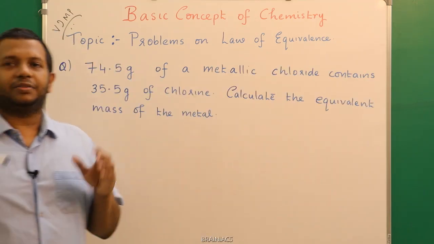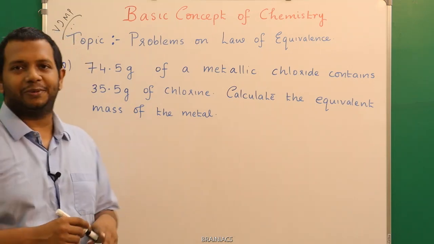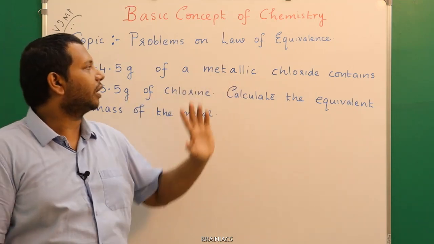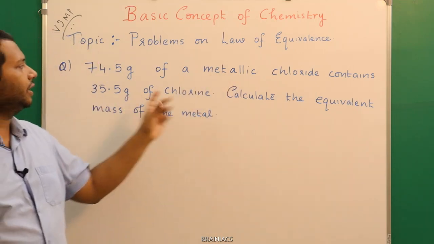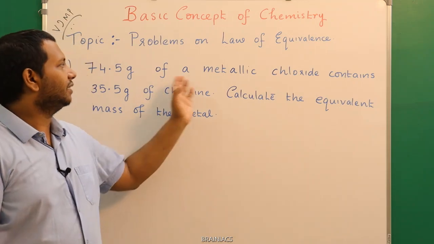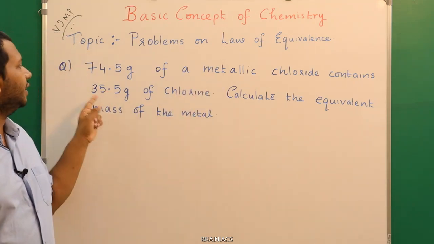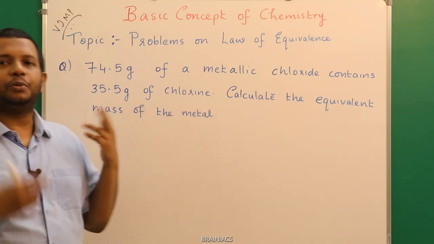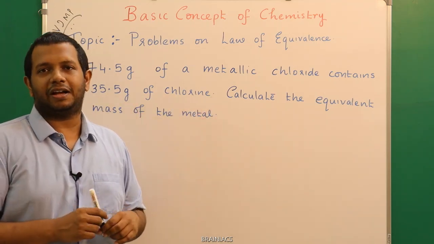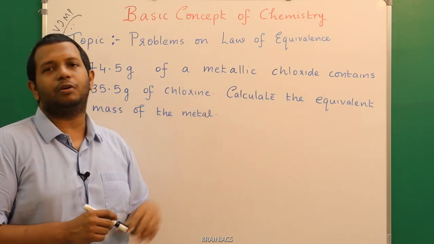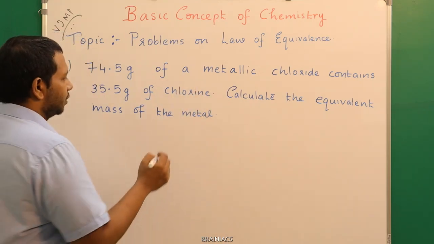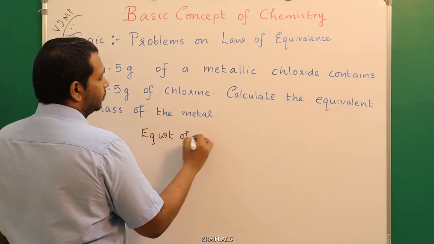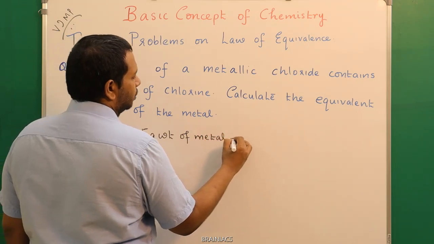Okay. Hi students. So we have a new problem in front of you. So just read the question. 74.5 gram of a metallic chloride contains 35.5 gram of chlorine. Okay, so it's a metallic chloride and they are telling it contains 35.5 gram of chlorine. So calculate the equivalent weight of the metal. Now you can tell me what method you need to apply: chloride formation method, because they are talking about metallic chloride.